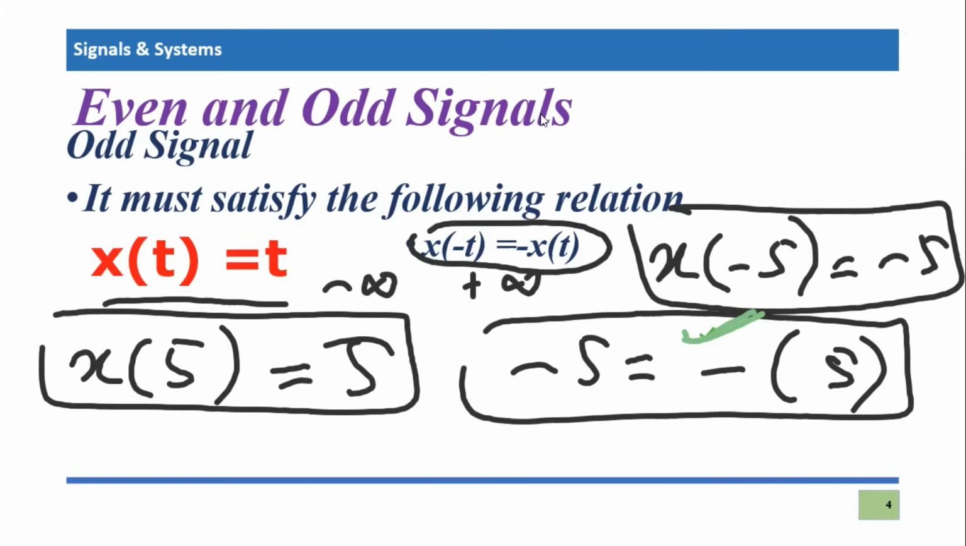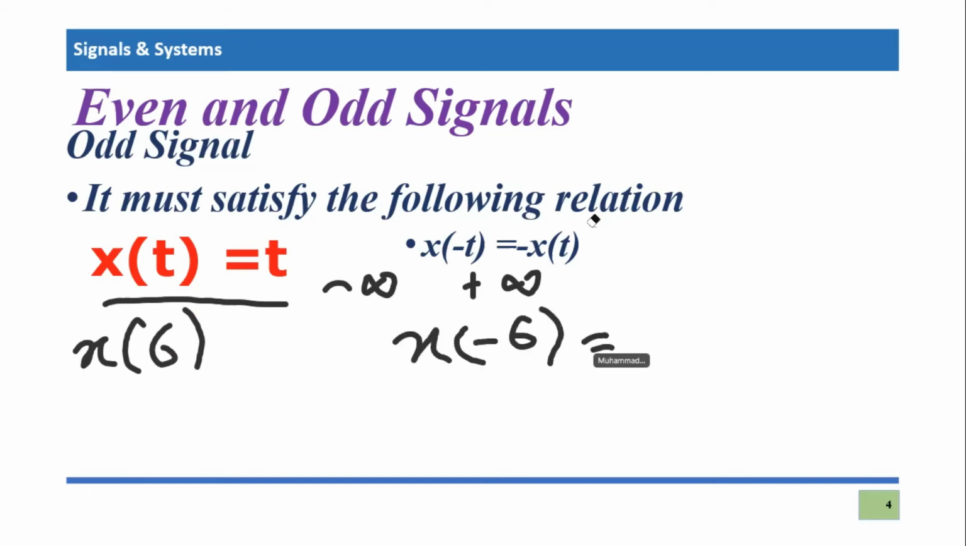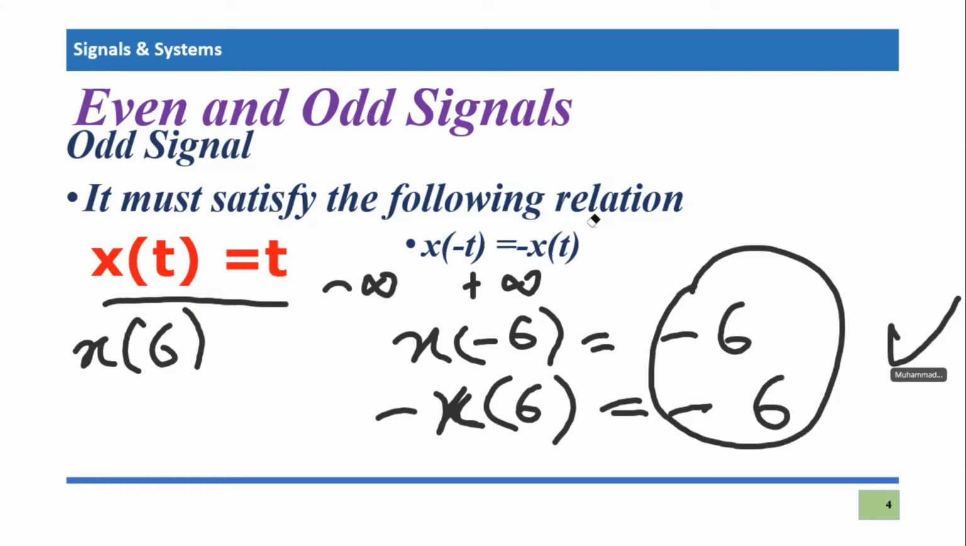For example, let's say I'm going to verify it for x of 6. If I test this equation, x of -6 will be equal to -6, and minus x of 6, let's test this value, will be equal to minus times x of 6, which is simply 6. So both of them are basically equal. So we again verify this signal as an odd signal. So this signal is generally holding this relationship, or generally verifying this mathematical relation. That means this is a correct example of an odd signal.